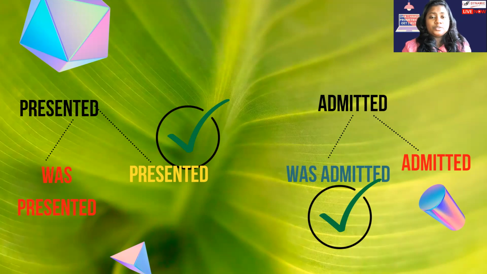You have to first understand the use of active and passive voice, then only can you distinguish between was presented, was admitted, presented, or admitted. I think I've clarified your concerns. Hope you understand all these 10 mistakes and hope you will avoid these mistakes after seeing this video.